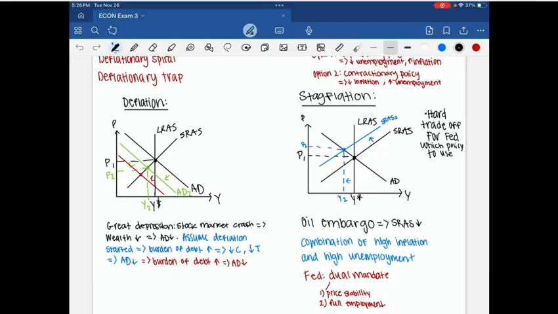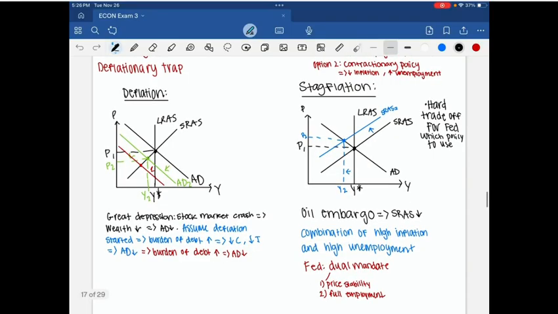OPEC imposed an oil embargo against the U.S., and it banned petroleum exports to the targeted nations, which introduced cuts in oil production. What's important about stagflation is that it shows it's a hard trade-off for the Federal Reserve on deciding which policy they want to use, because one way or another, they're going to have high unemployment or high inflation rate.